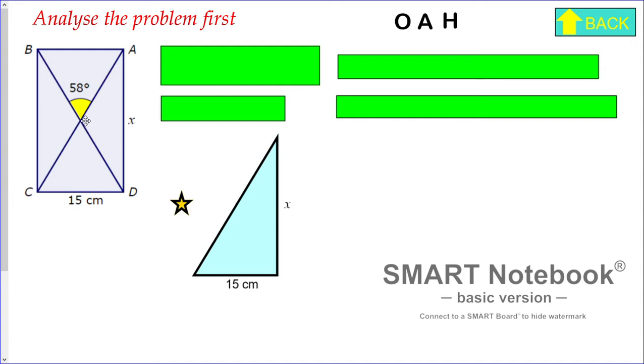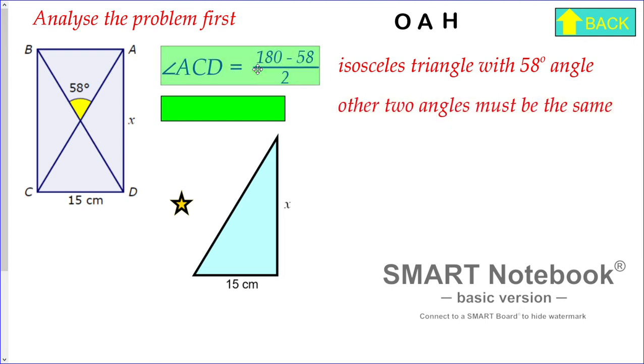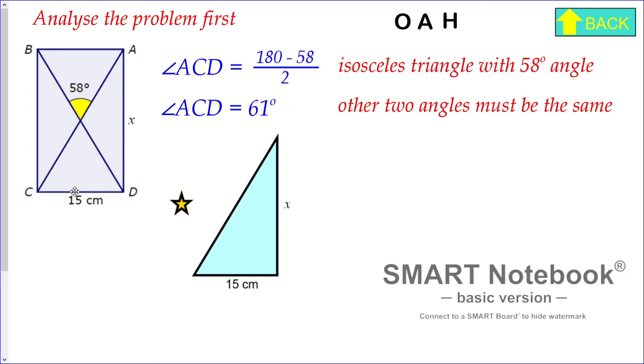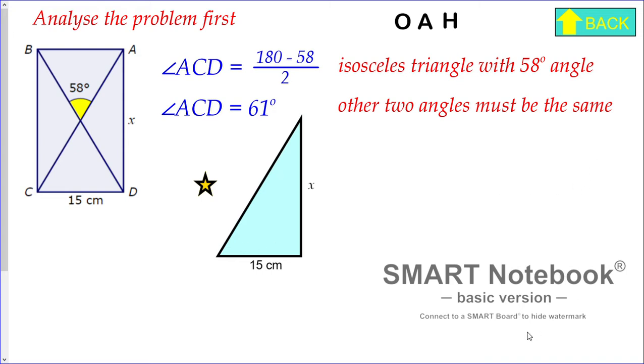Now, if we look across from 58, vertically opposite 58 is going to be identical to that. So this will also be 58. Okay? So we are looking at an isosceles triangle with this value being 58. These two have to be equal because this is an isosceles triangle. So what we need to do is take 180, subtract that 58, and then divide that into the remaining two sides. So those two will be 61 degrees. Now that 61 is identical to this angle here. Okay? Let's go on to the next page.